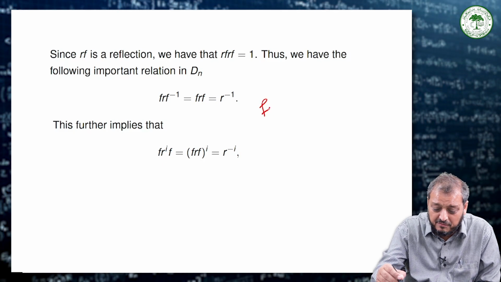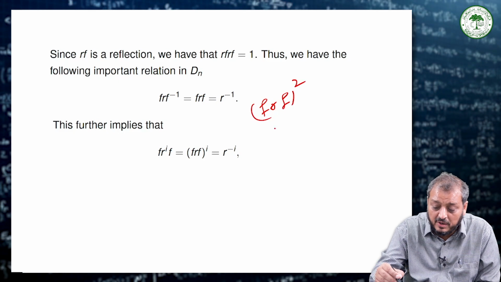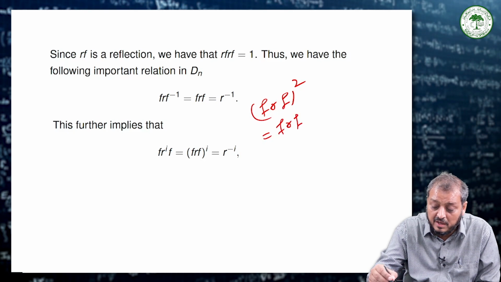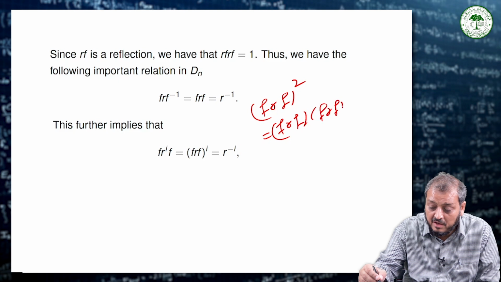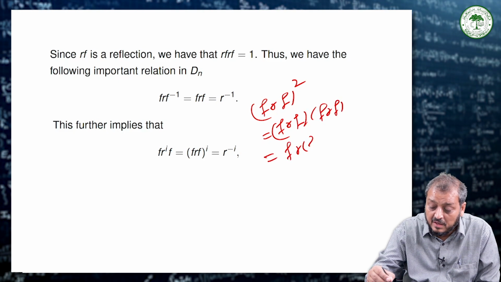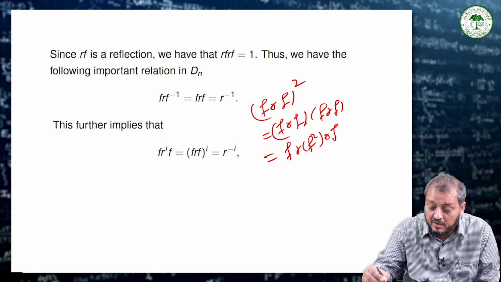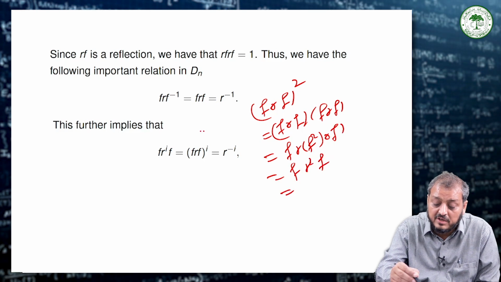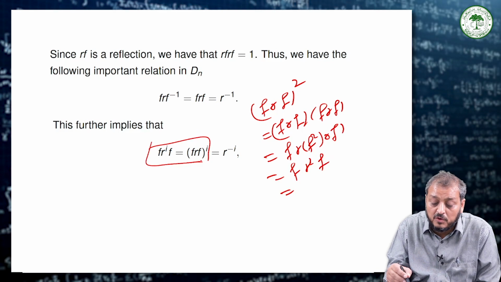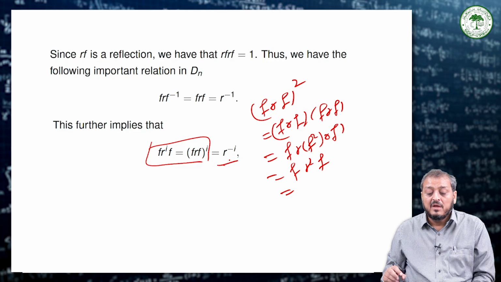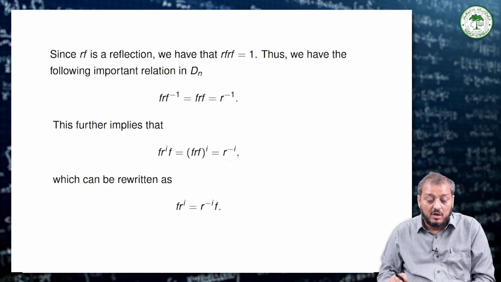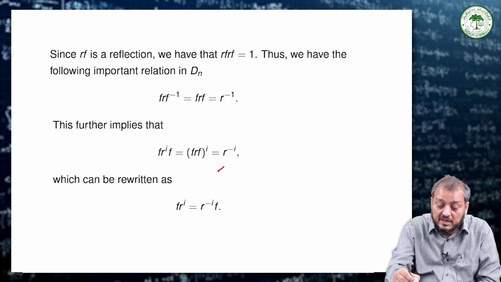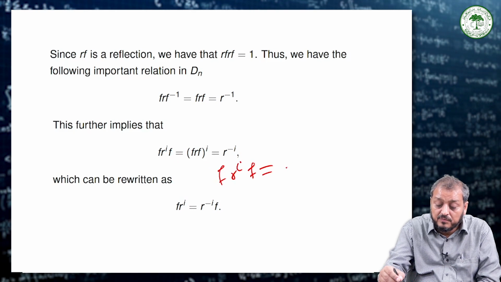So, we can just say that f r f square, for example, can be written in the form of f r f, and then f r f, and then we have f r f square, then we have r of f, and f square is the identity. So in general we can say it in this form, and it's the same as r to the power inverse also. By this we can say that f of r to the power i f is equal to r inverse.